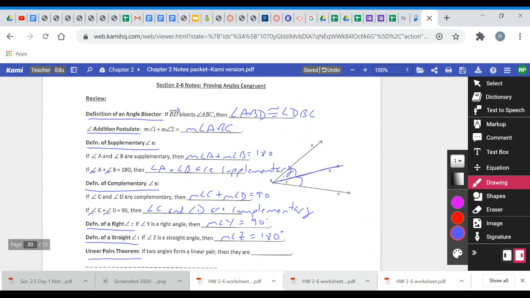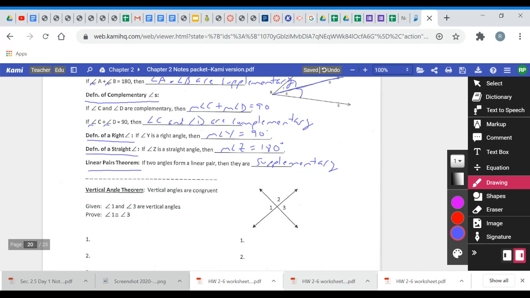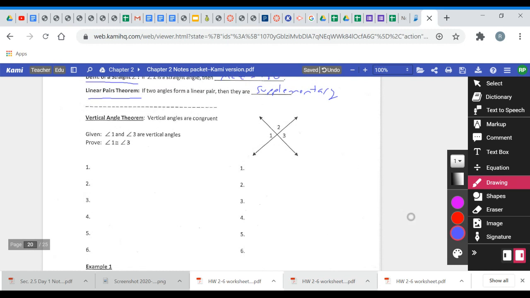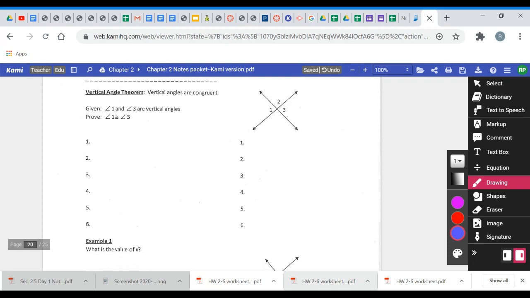And then the last one mentioned here is the linear pairs theorem. If 2 angles form a linear pair, then they are supplementary. Because again, if they're 2 angles forming a straight line, then we know that they add up to 180. Okay, moving right along. So the first theorem that we are proving is the vertical angles theorem. So we know that vertical angles are congruent, and that's something we learned in chapter 1, but right now we're doing a proof to show that that is a true statement.